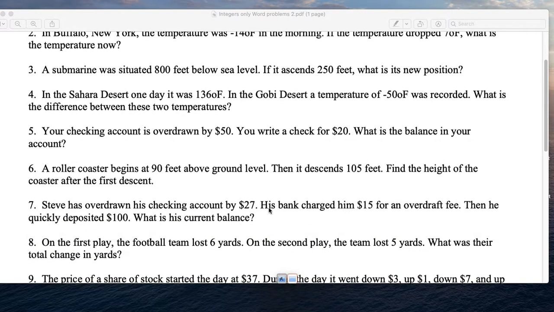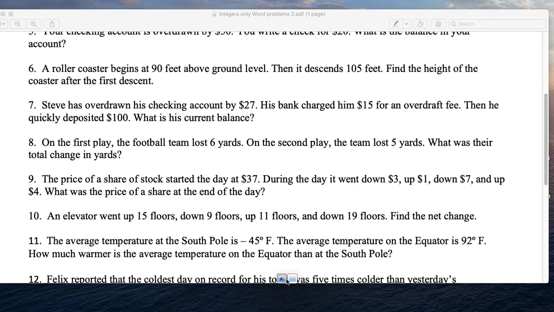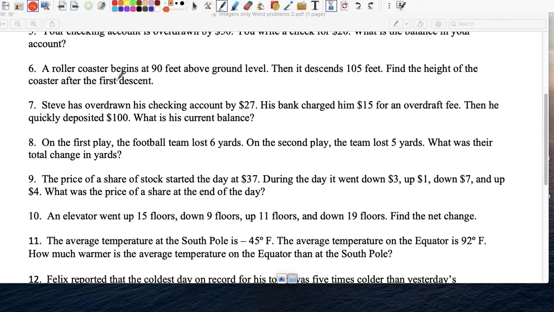Roller coaster. Okay, so 6. You have a roller coaster. It begins at 90. So the roller coaster is above. So imagine the roller coaster goes up. So you're here on the top. And that says that compared to the ground, you're 90 feet. So let's make this 0. This is a roller coaster, and then where's the roller coaster? It descends. It goes all the way down here to negative 105. So it's a deep descent here, right? You're 90 feet above ground, and then you go all the way down to negative 105.